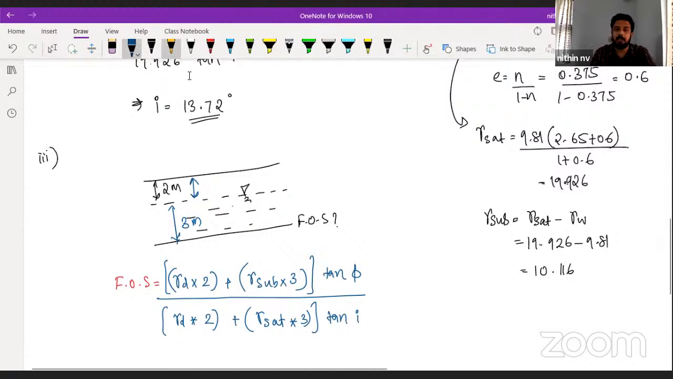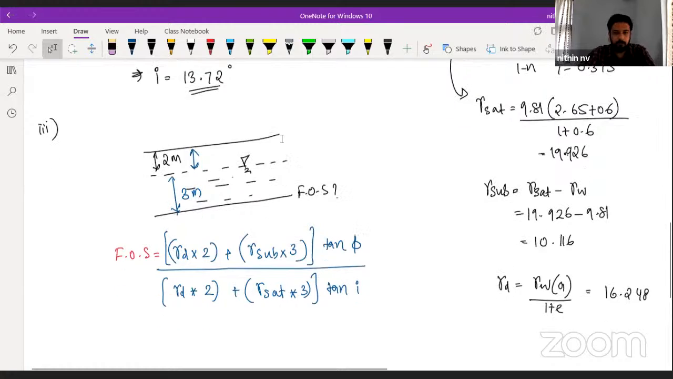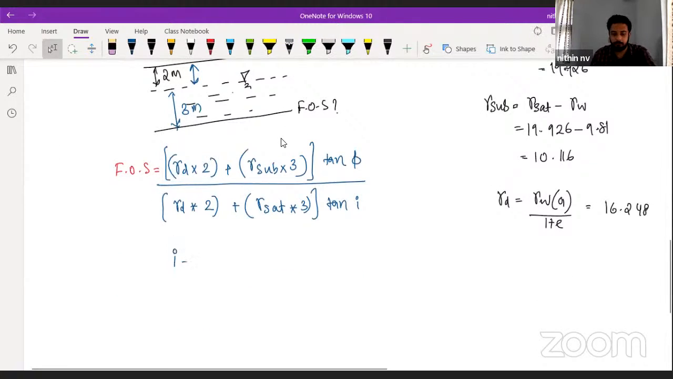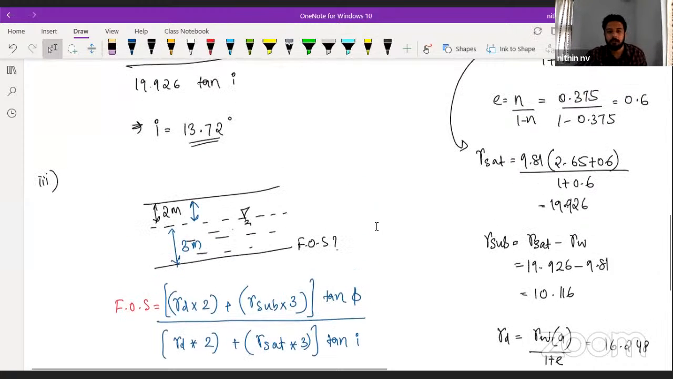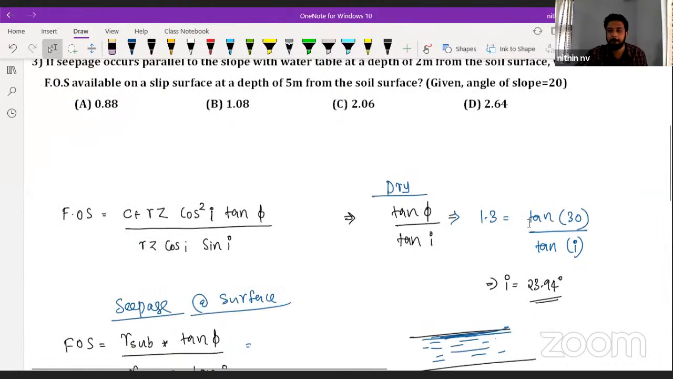So substitute everything. That gamma D also we have to calculate. Calculate gamma D. If you're calculating gamma D, I think I am getting around 16.2248. So tell me how much is I value. Sorry, everything is given in the question now. Factor of safety we have to calculate.